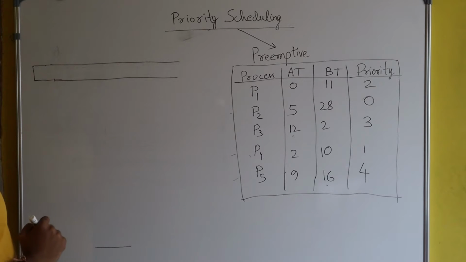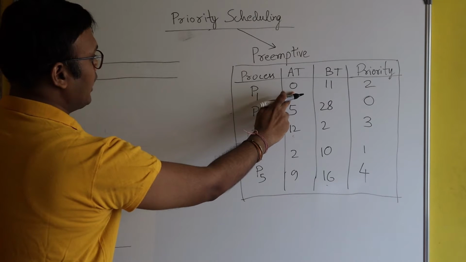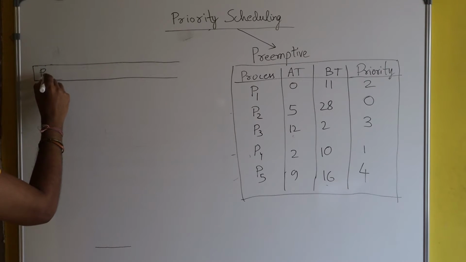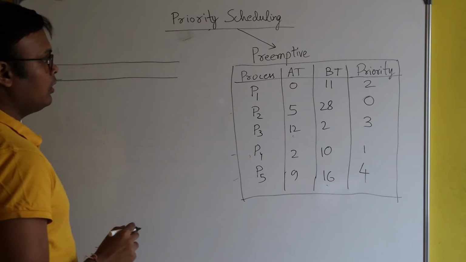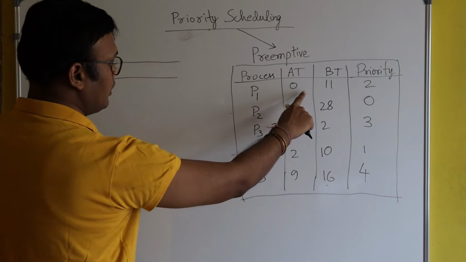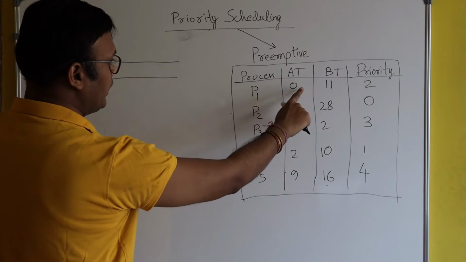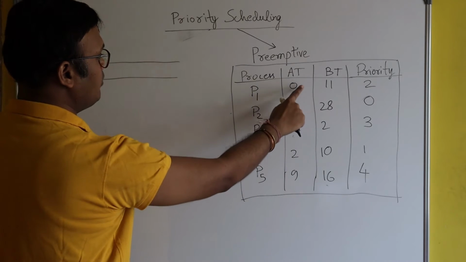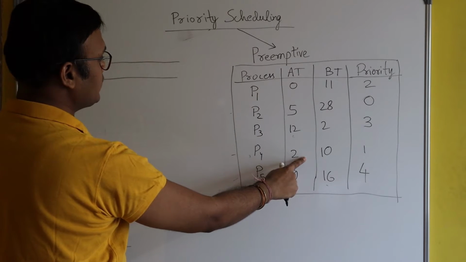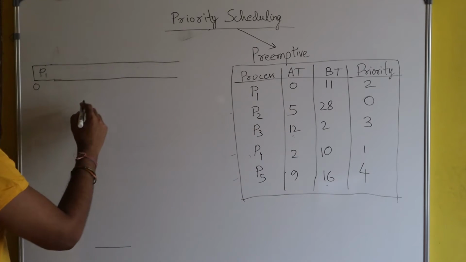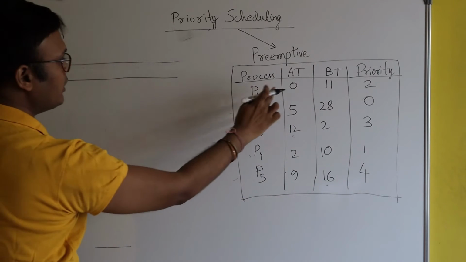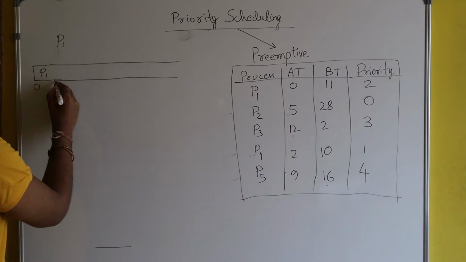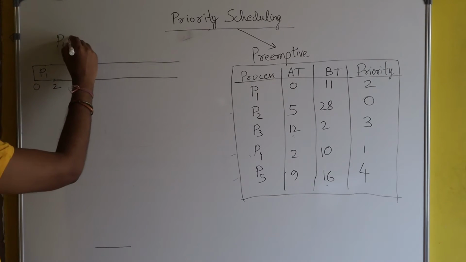Now you see, at time equal to 0, P1 arrived. After running from time 0 till 2 seconds, how many processes are available? P1 has arrived at time 0 seconds, and at 2 seconds P4 has arrived. It means till 2 seconds, P1 and P4 are available.